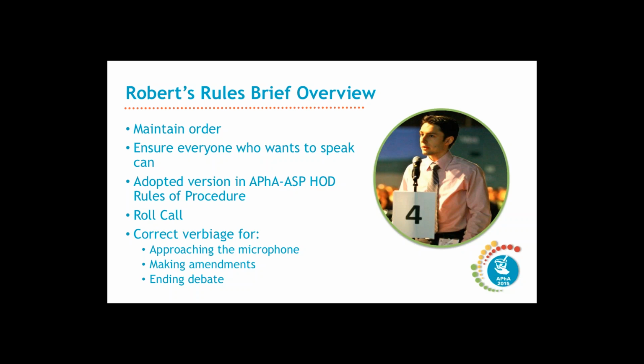So again, in that Robert's Rules of Order, you do not need to go buy the book or read 1,000 pages prior to annual meeting. You'll just need to check out the brief overview that we provided on the APhA House of Delegates website.